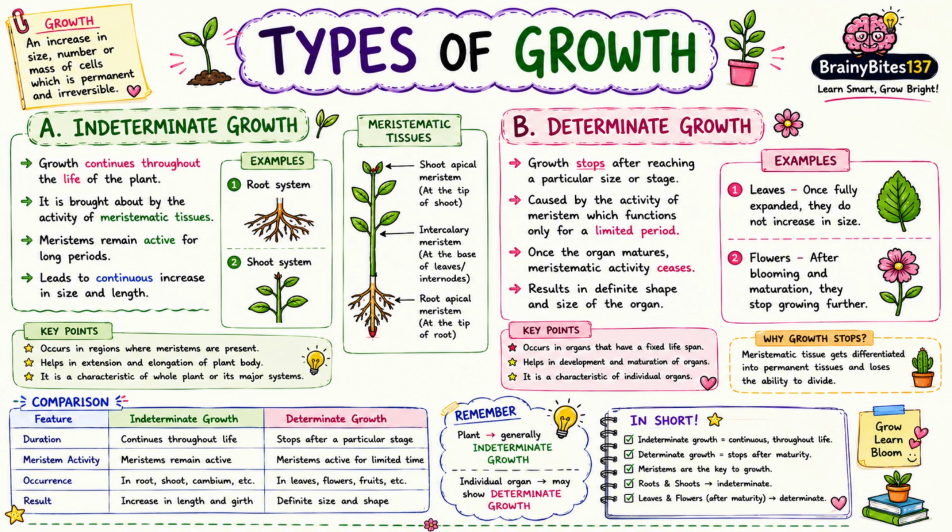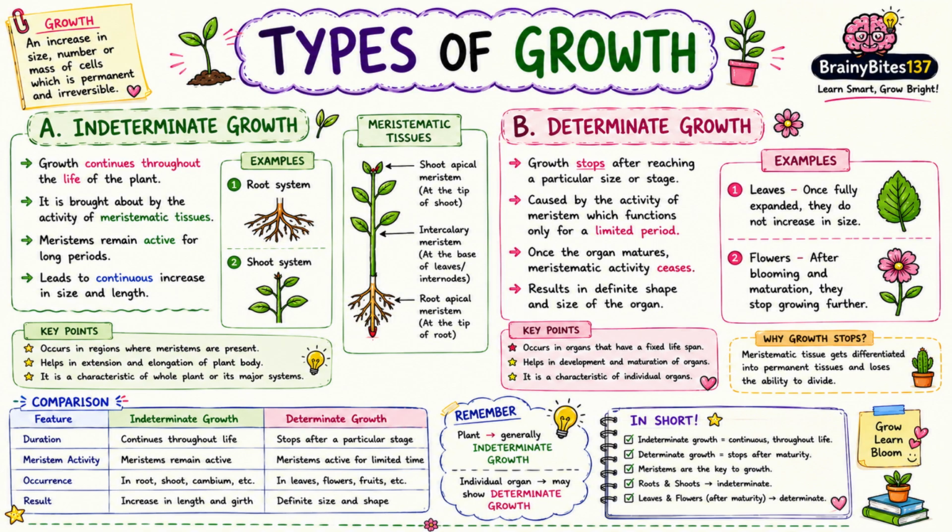Now, let's understand determinate growth. Determinate growth means that growth stops after reaching a specific size or stage. For example, leaves and flowers generally stop growing once they reach their mature size. So, remember, determinate growth means growth stops after maturity.